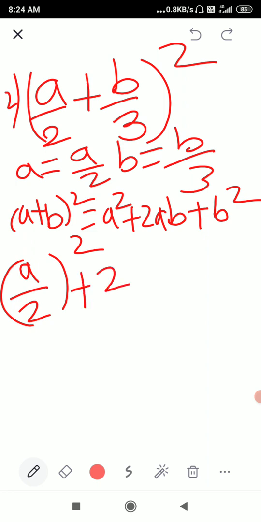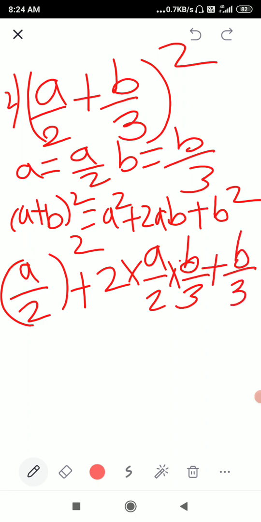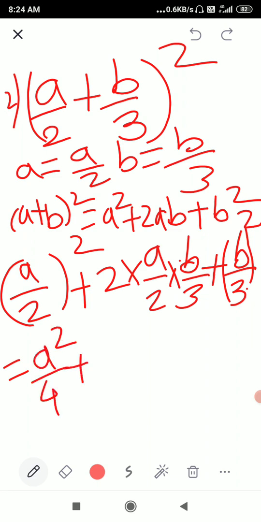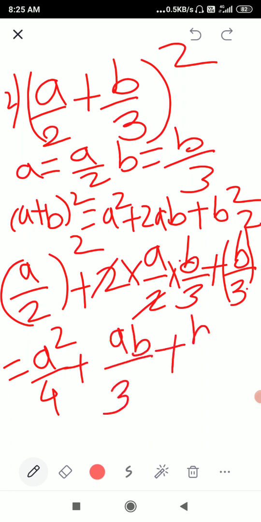Now 2 into ab means a/2 into b/3, plus b square means (b/3) whole square. Now a square over 2 square is 4, and here the 2 gets cancelled. Now what remains? ab/3 plus b square over 3 square, which is 9. So this is the second one, children.